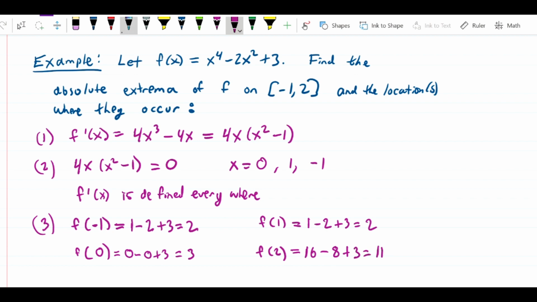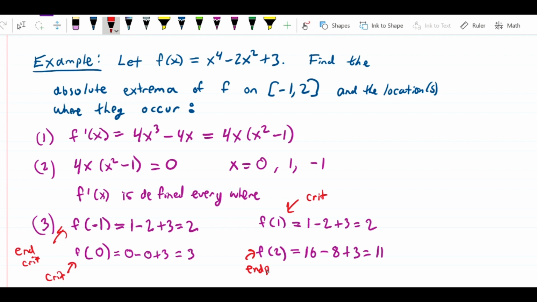Let me just mark in here that this was an endpoint and critical point. This was critical, and this is an endpoint. So those are the reasons that we had to check f at those values.